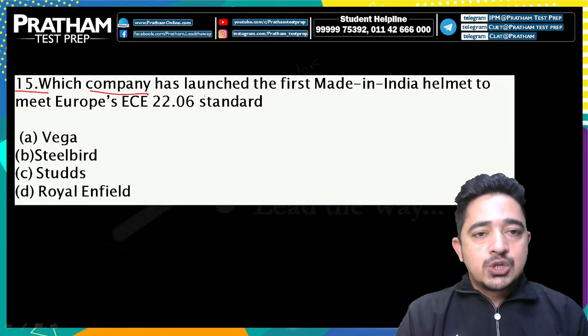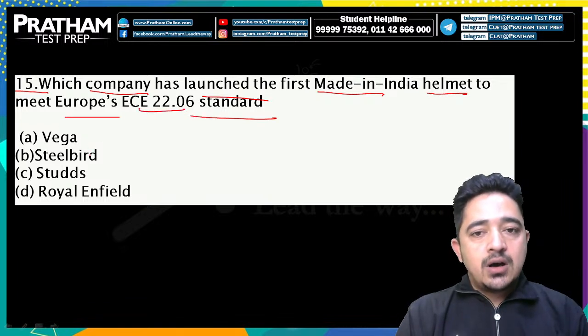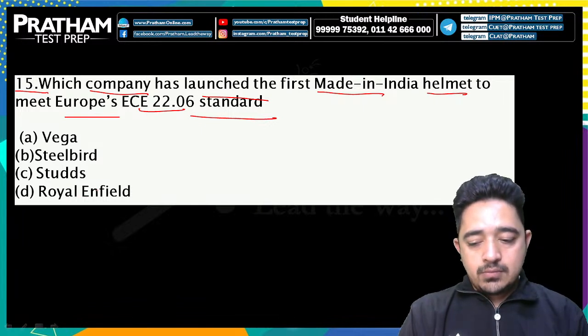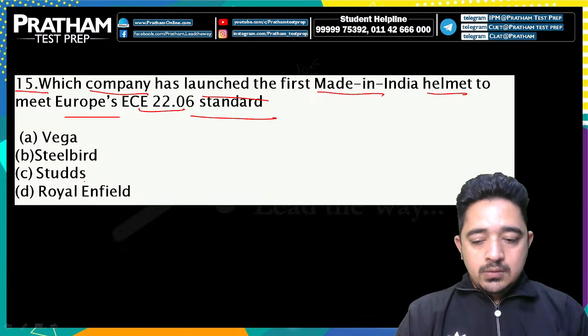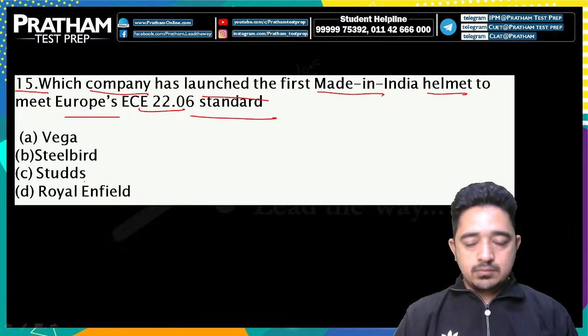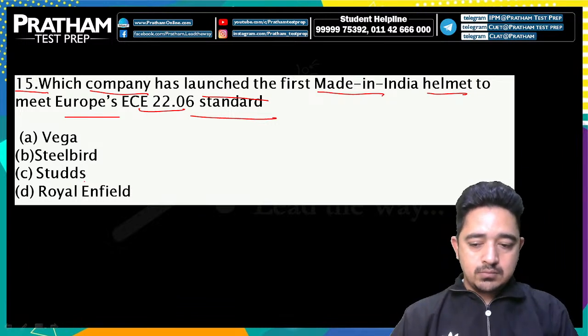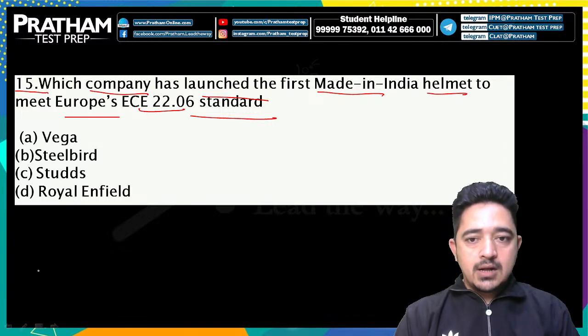15. Which company has launched the first Made in India helmet to meet Europe ECE 22.06 standard? Vega, Steelbird, Studs, and Royal Enfields. So the right answer is here.